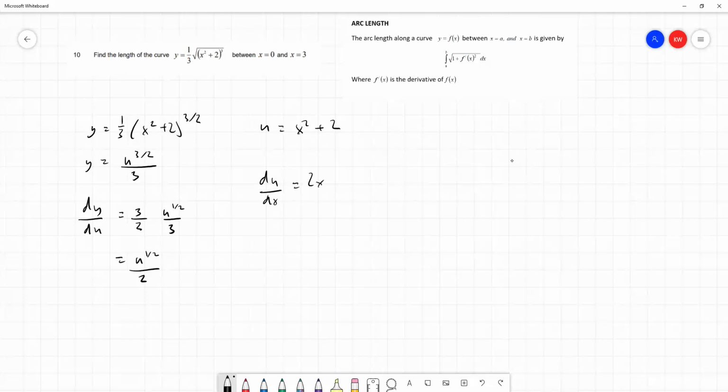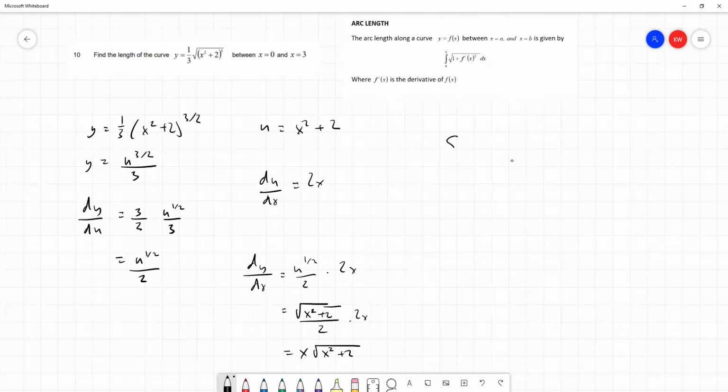To find dy by dx, dy by dx is equal to u to the power a half over 2 times 2x, which means we're going to substitute in our value for u, which means we've got the square root of x squared plus 2 over 2 times 2x, giving us x times the square root of x squared plus 2. So those 2's at the top and bottom cancel out. So we now have our expression for dy by dx, or f dash of x.